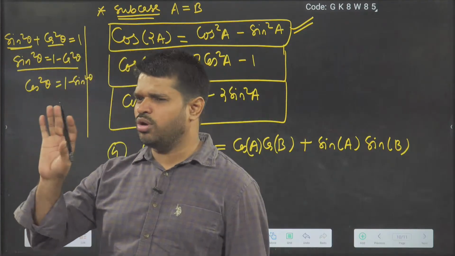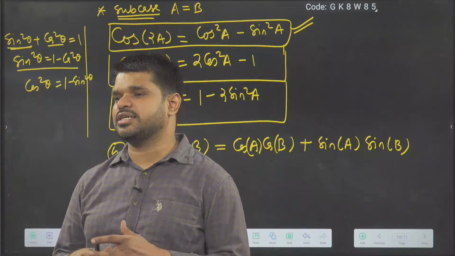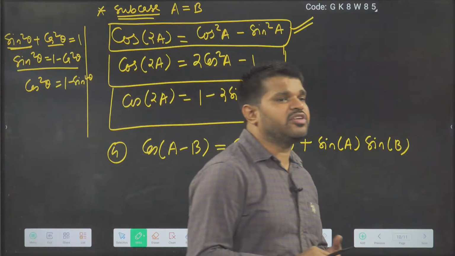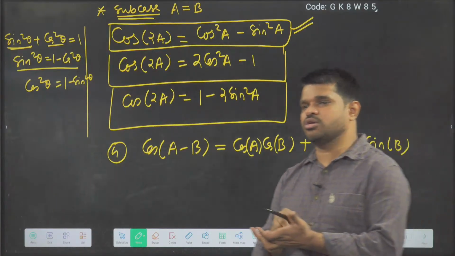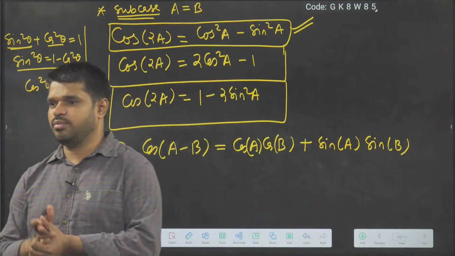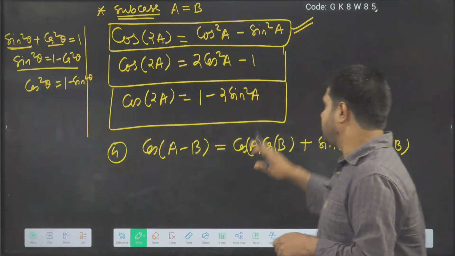Graph is only for sine cos. Important graph I discussed. Graph in physics, we need graph only for sine and cos. No other graphs are required in trigonometry. Write it fast.